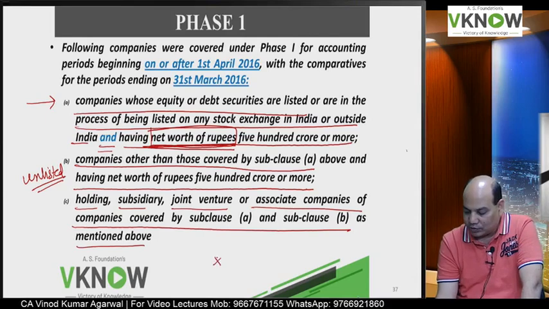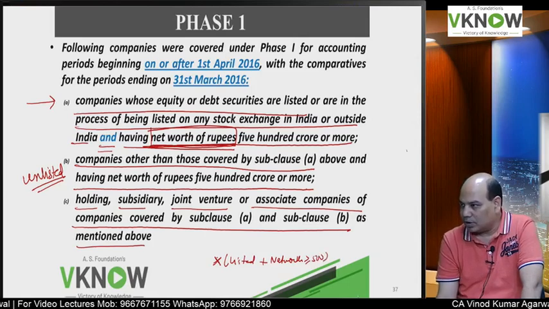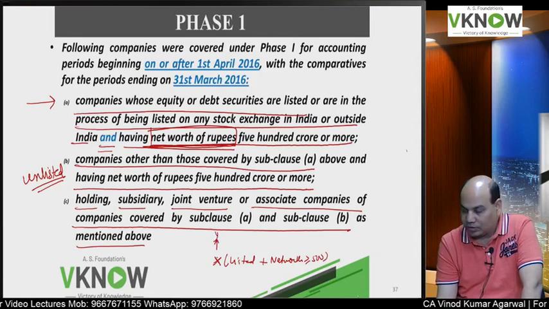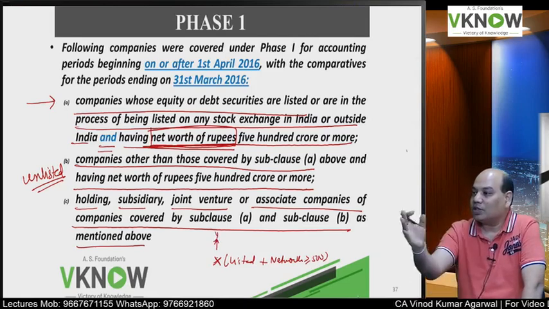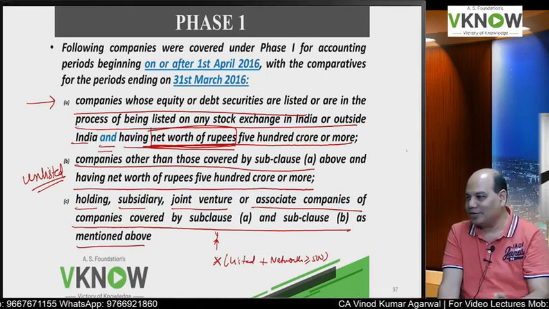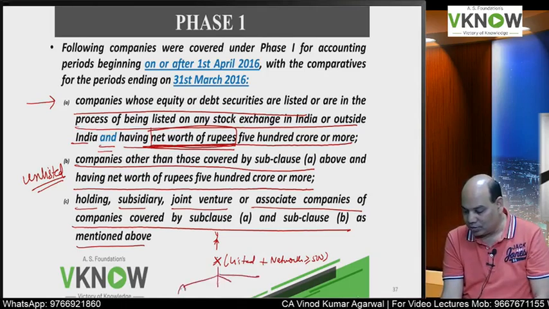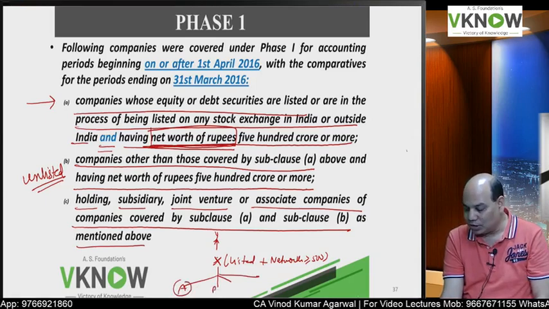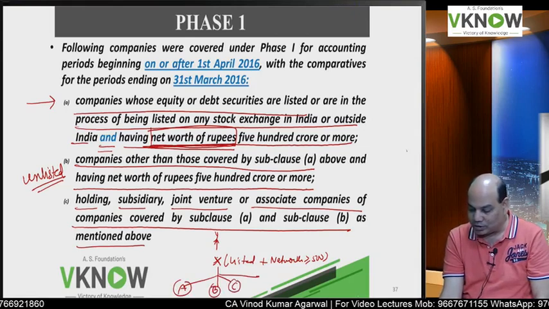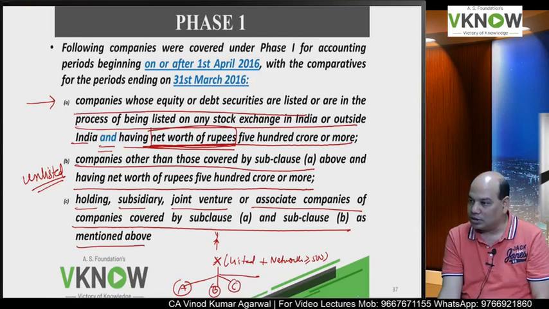So suppose this is X, it is listed plus net worth more than or equal to 500 crore, it is applicable. It has a parent company Y, irrespective of the status of parent company. Parent company may be unlisted, net worth 2 rupees only, 100 rupees only, still applicable. It has a subsidiary A, applicable. It has an associate B, applicable. Joint venture, applicable. Subsidiary, associate, joint venture, they will also start following Ind AS.